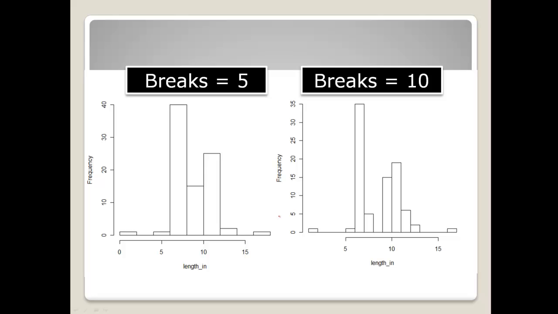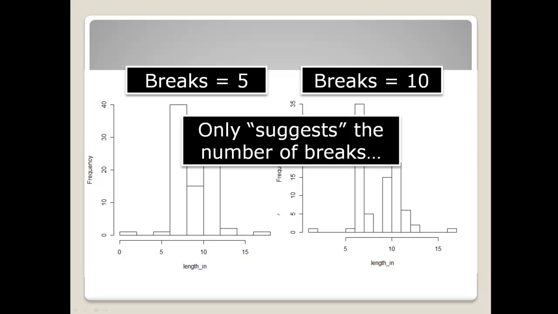So one thing to realize, don't get freaked out about that. This is only a suggestion at the number of breaks. R is going to make some decisions to make the graphs look a little bit better. Also, perhaps the bins are there, it's just that there were no values in some of those bins.